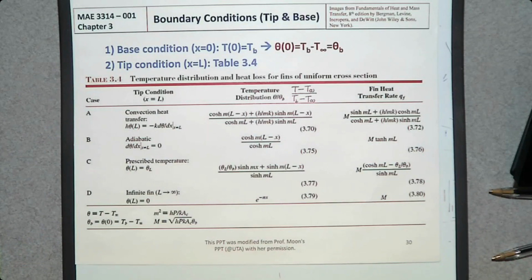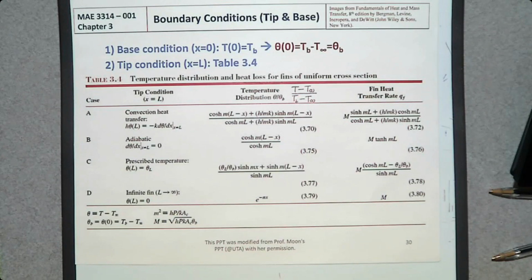So let's find another possible tip condition. One, we can say, I think the tip is insulated. May not exactly reflect the reality, but it is possible. In that case, the temperature distribution is going to be this simple. Nice. And fin heat transfer rate, capital M, which can be found from here at the bottom of the table, hyperbolic tangent, mL. Okay, that's not bad. Maybe I can say I know the temperature at the tip. Very unlikely. We can suggest that kind of boundary condition.